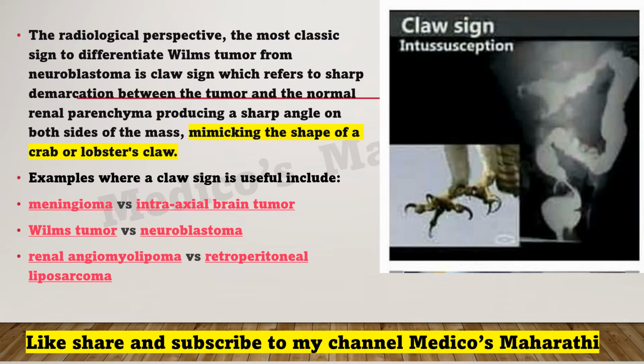Here you can see in this image, clearly mentioned, that it is mimicking a lobster claw, or the shape of a crab. So my dear friends, here you can also read the detail about the claw sign, that it refers to sharp demarcation between the tumor and normal renal parenchyma, producing a sharp angle on both sides of the mass. Okay, so three images we have completed till now.